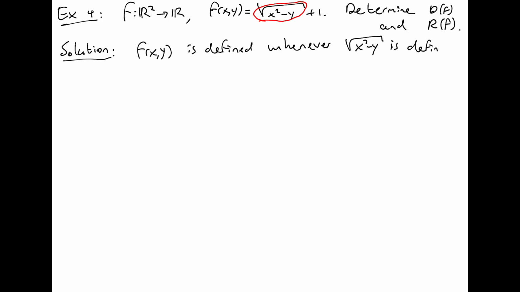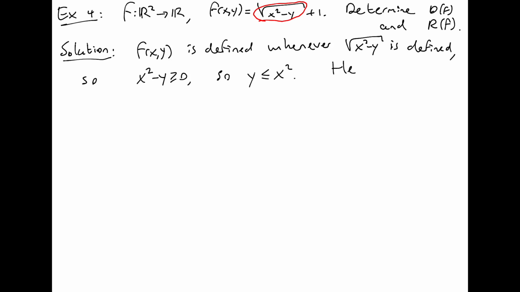Because there's nothing else that gives problems. Plus 1, that's fine. And as I just said, that's only defined when whatever is in the square root is non-negative. So that means that x squared minus y must be non-negative. Okay, but I can reformulate this a little bit in a nicer inequality. I can say that's the same as y is less or equal than x squared.